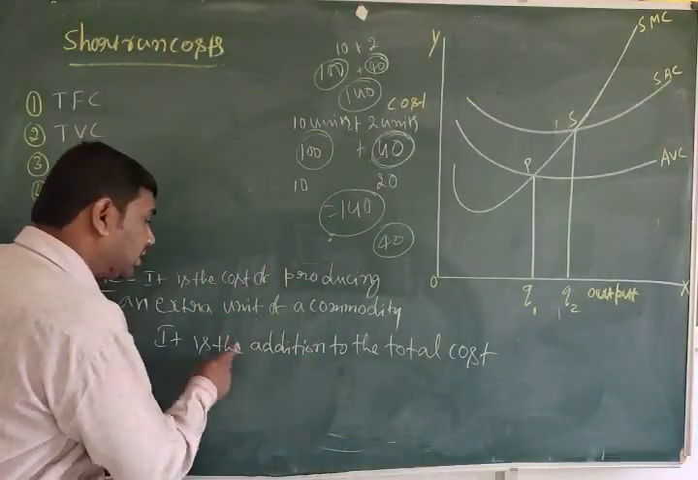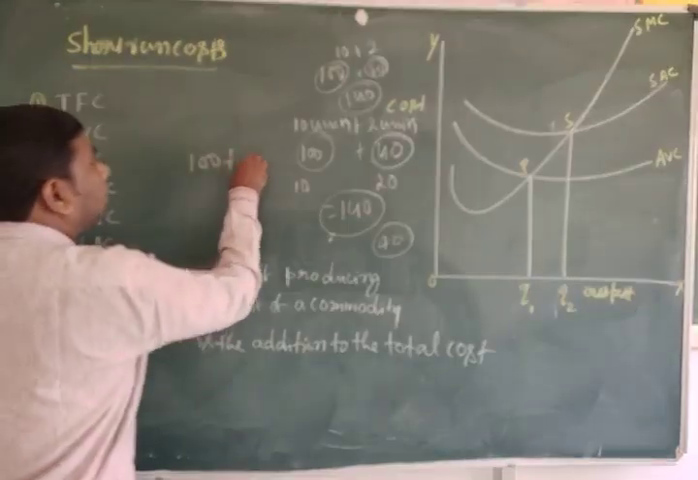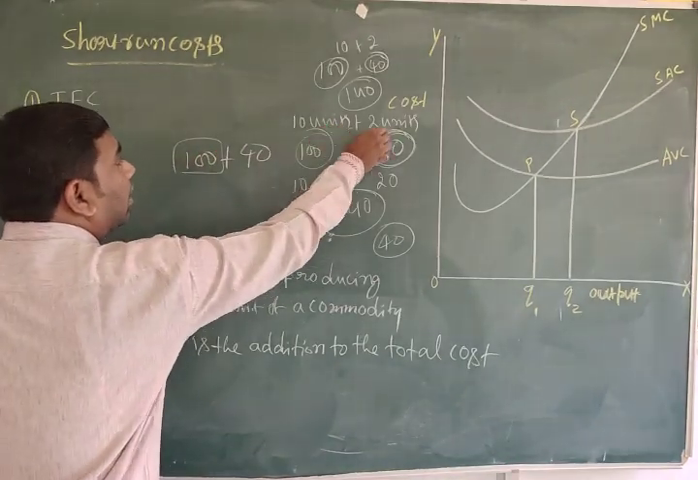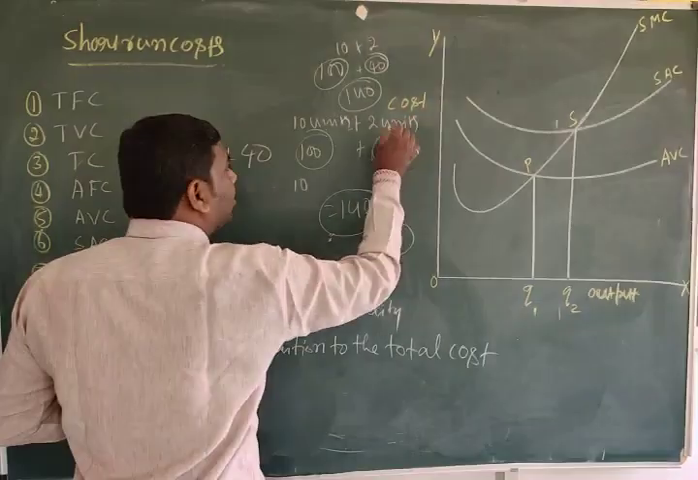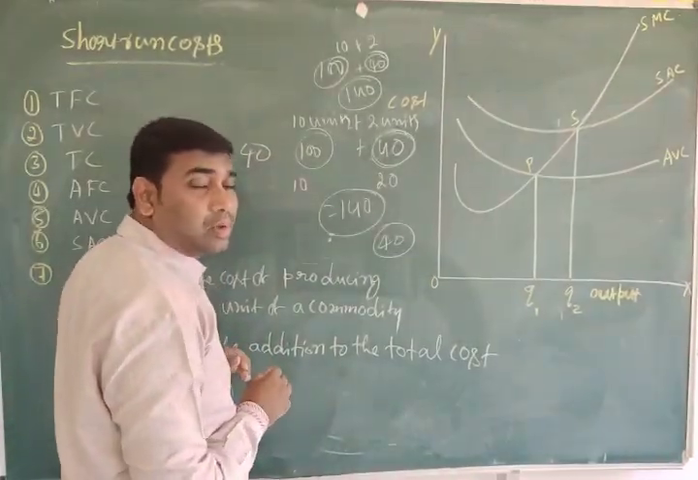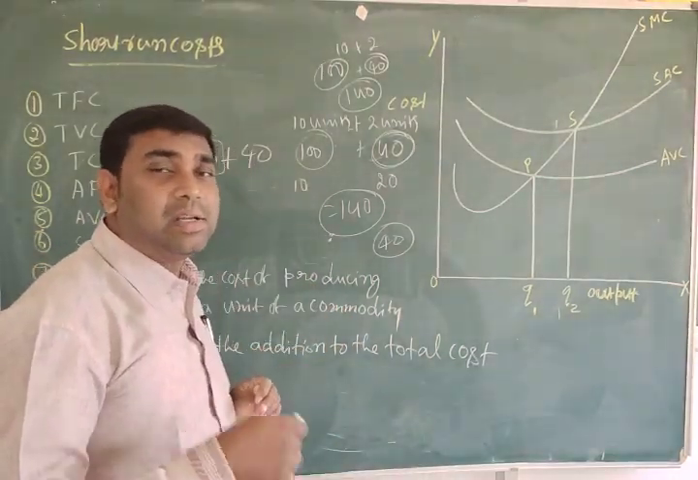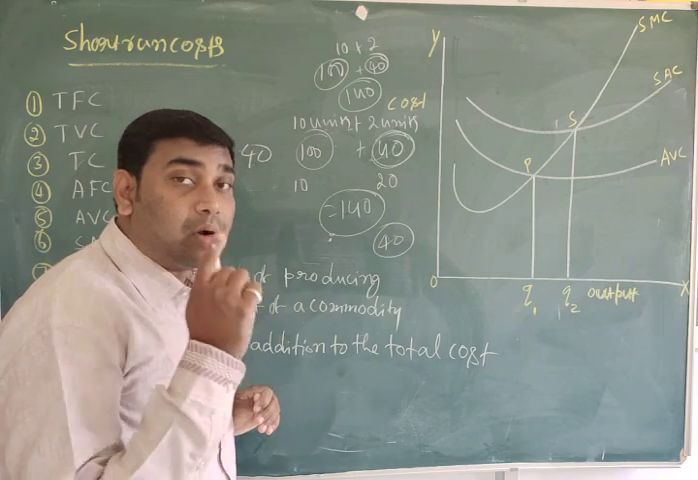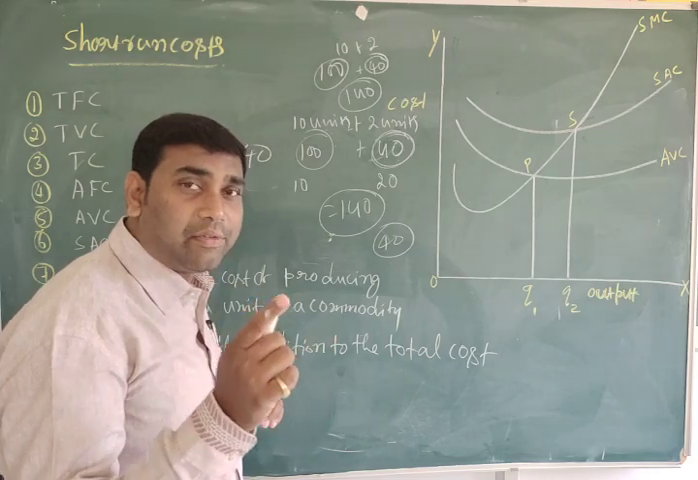See, it is the addition to the total cost. Total cost is 100. The addition, that is 40. The producer, because demand suddenly increased, has to produce 2 more units, and that time the cost is 40. So 40 is the marginal cost, 100 is the total cost. Marginal is extra. Marginal cost is extra cost, the cost to produce an extra unit of a commodity.